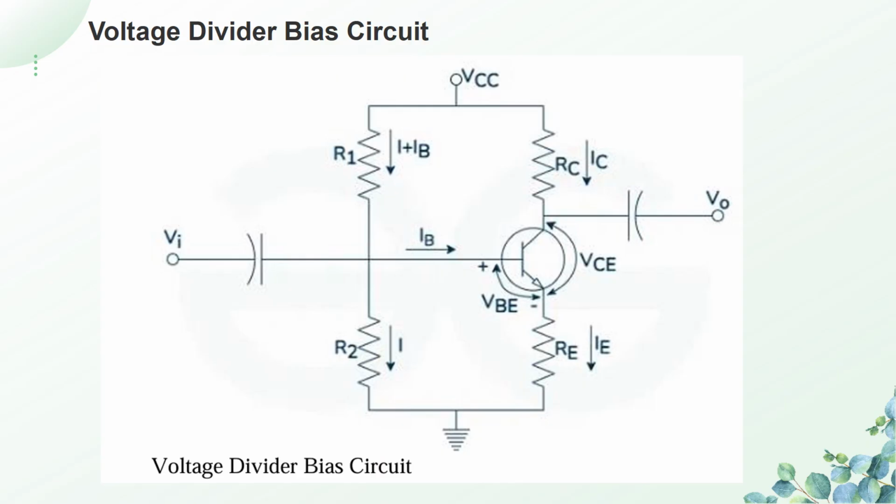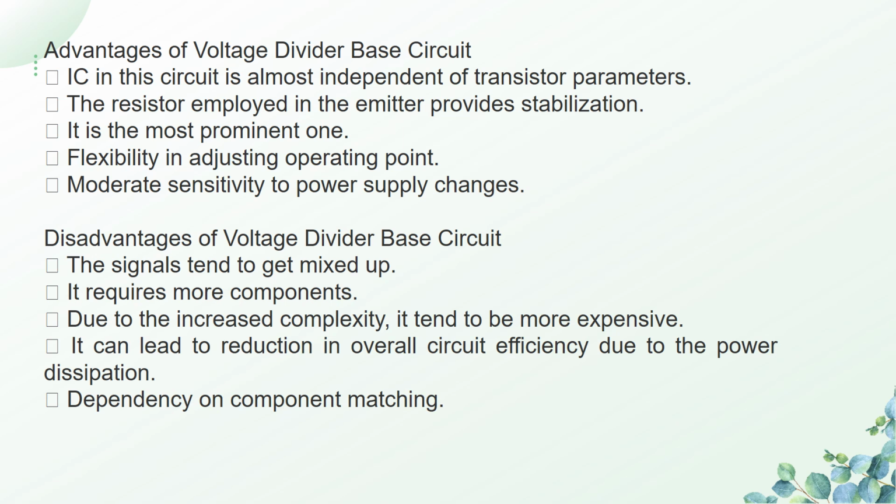In this method, we connect two resistors, one from base to supply voltage and another from base to ground. We also have an emitter resistance RE, which is connected between the emitter and the ground terminal, so that this circuit provides better stability. Now the advantages of this circuit are that the collector current IC is almost independent of all the transistor parameters. So even though the transistor parameters change, the collector current IC is constant. Once IC is constant, the bias point is constant.